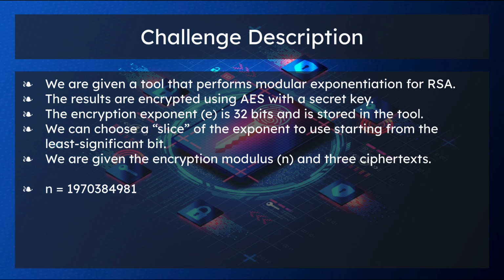So a couple things that we might notice here. First, n is fairly small, so we can factor it into its component primes, p and q. That should be pretty trivial because of how small n is. Additionally, because of that second bullet there, the results are encrypted using AES with a secret key. That means that we can't actually use the results of the exponentiation. So we can't figure out what those numbers are when we put in a base and a slice. We can't figure out what the result is.